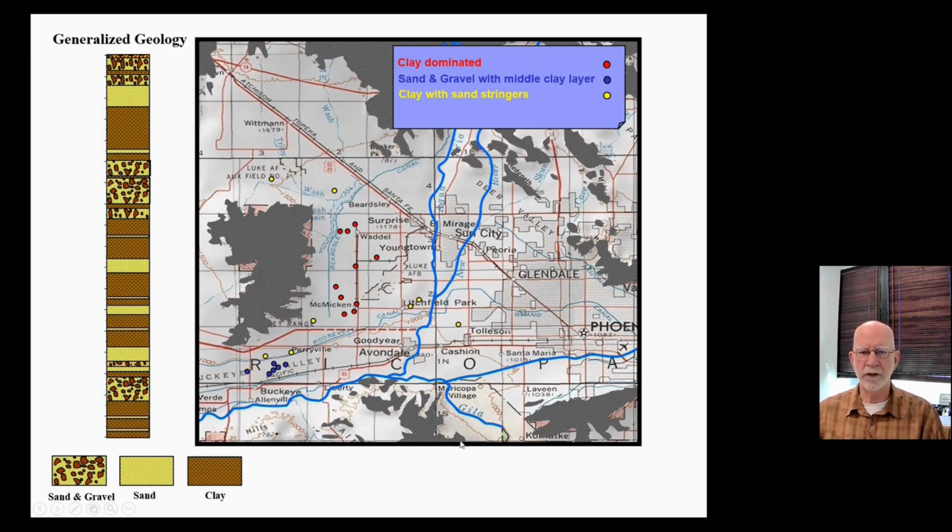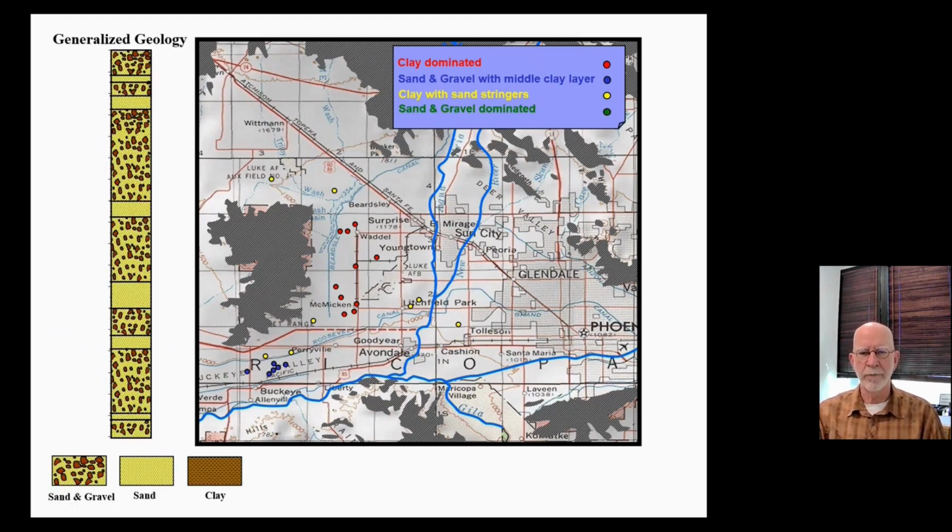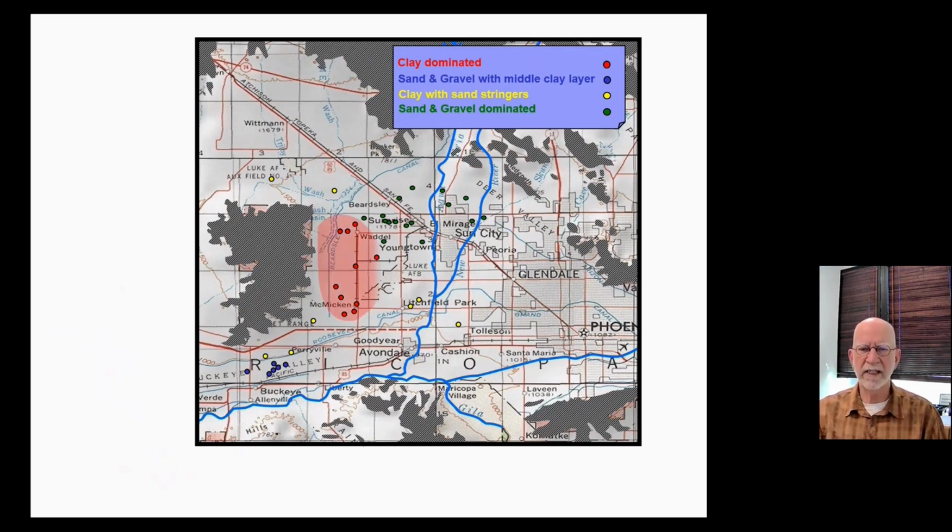This is where the tributary streams that are going into these rivers would have been flowing the material into the valley. And then finally, we have the ones that we like the best, dominated by sand and gravel. Well, this is in the upper reaches, in the higher watershed of our valley. So we can see where these things are, and we see that they define zones. And so we're talking about a big, big area here, but we can at least categorize it as the clay dominated, or sand and gravel with middle clay layer dominated, clays with sand stringers, or sand and gravel dominated.